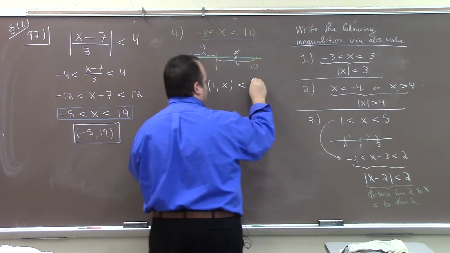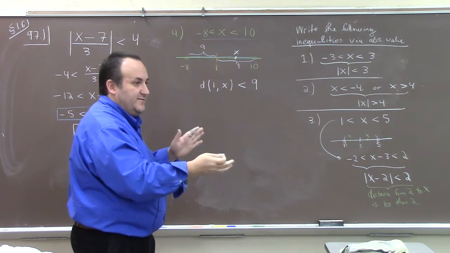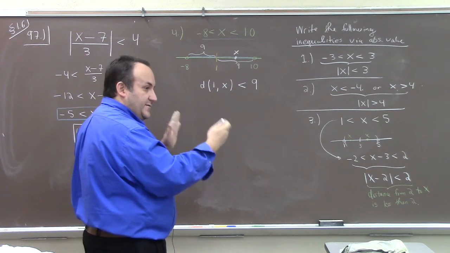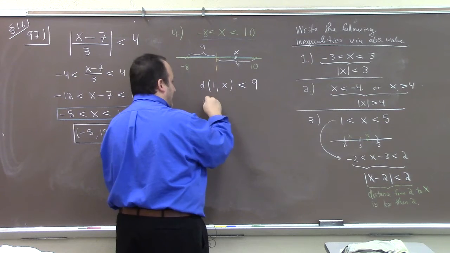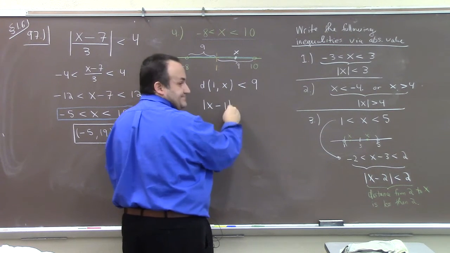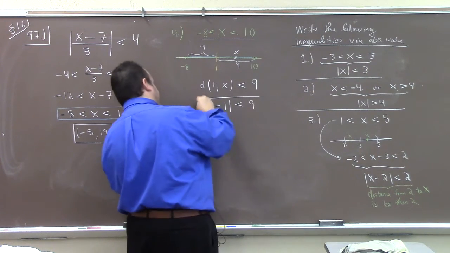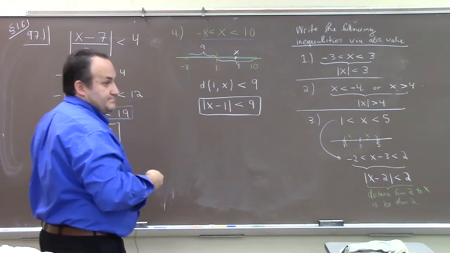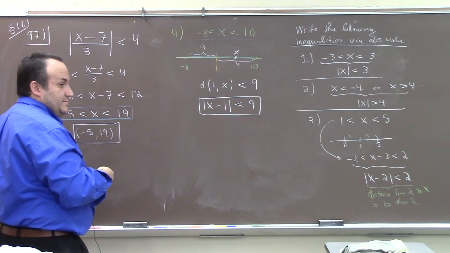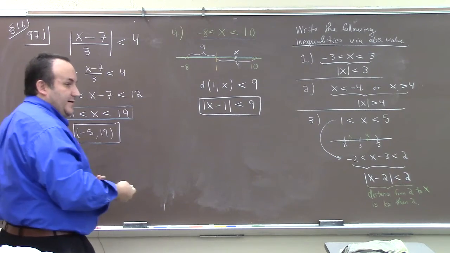But one of the things we learned in Chapter 1 is that the distance between two numbers is given by the absolute value of their difference. So the distance from x to 1 is just the absolute value of x minus 1. That's less than 9. So this is equivalent to that. As you can see, I just used geometric arguments.